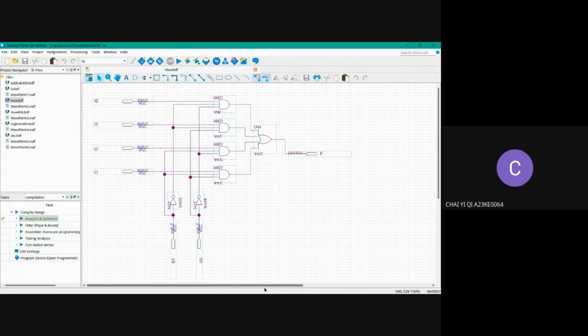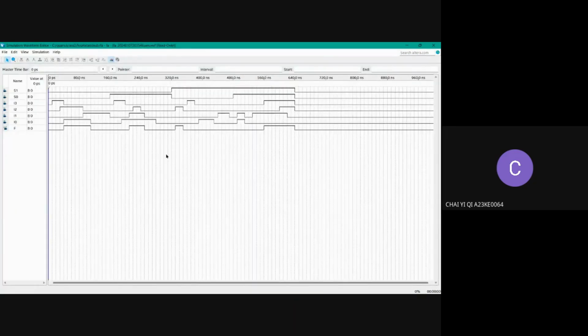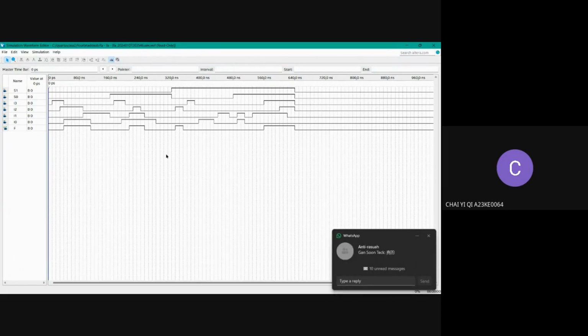The function of this logic circuit is tested by compiling and using the waveform simulation. Based on the waveform, it is confirmed that the multiplexer selects the input correctly and the output is copied according to the selected input.